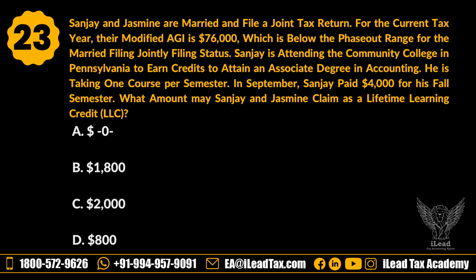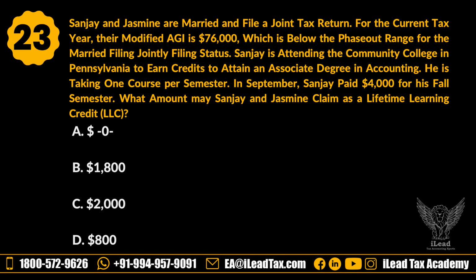Sanjay and Jasmine are married and file a joint tax return. For the current year, their modified AGI is 76,000, which is below the phase-out range for the married filing jointly filing status. Sanjay is attending a community college in Pennsylvania to earn credits to attain an associate degree in accounting. He is taking one course per semester. In September, Sanjay paid 4,000 for his fall semester. What amount may Sanjay and Jasmine claim as lifetime learning credit? Option A 0, option B 1,800, option C 2,000, option D 800.